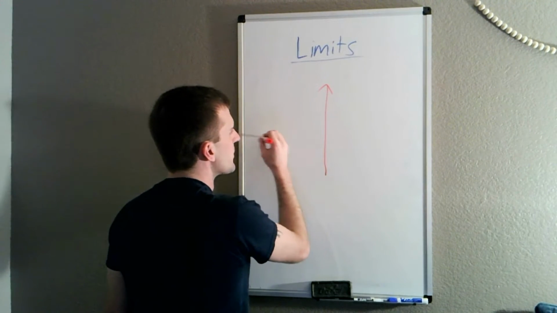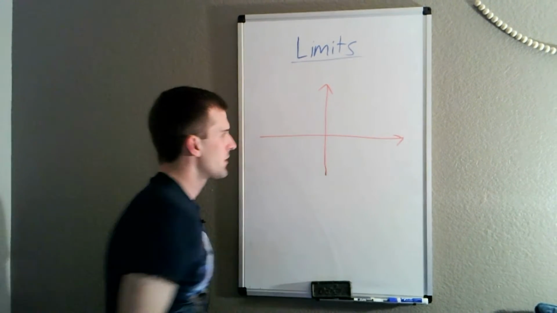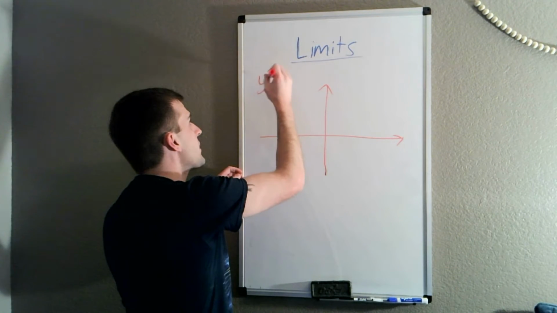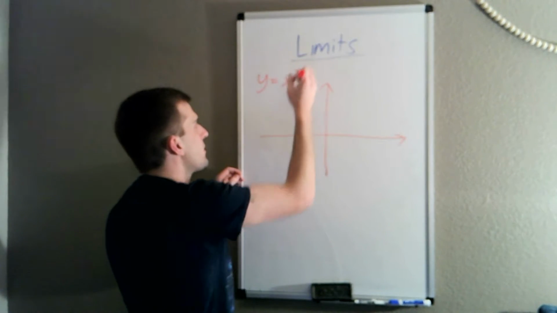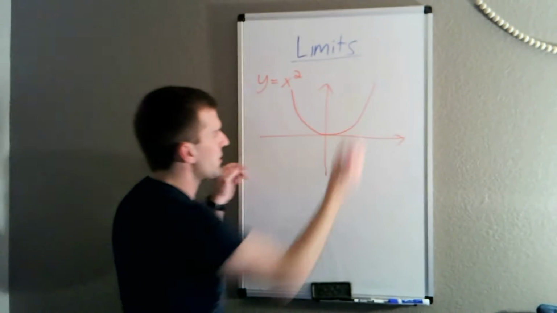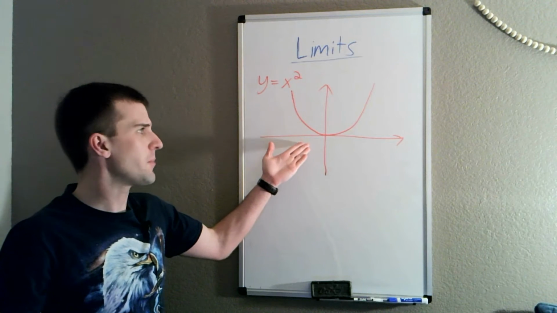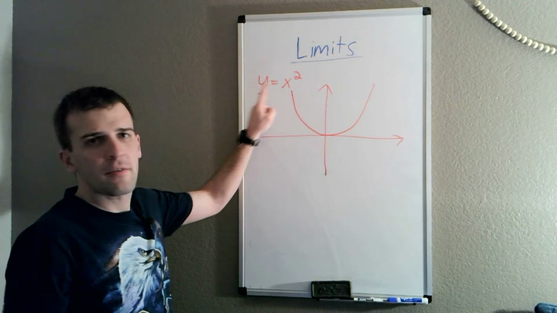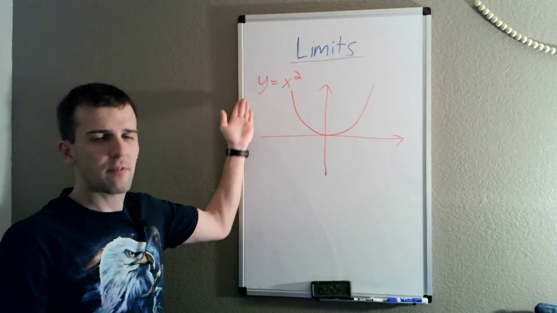So I'm going to draw a function out here. I drew the axis, and I'll draw y equals x squared. This function is going to look something like that. It's going to look like a parabola. And in this function, for every value of y, we have a value of x. For every value of x, we have a value of y.